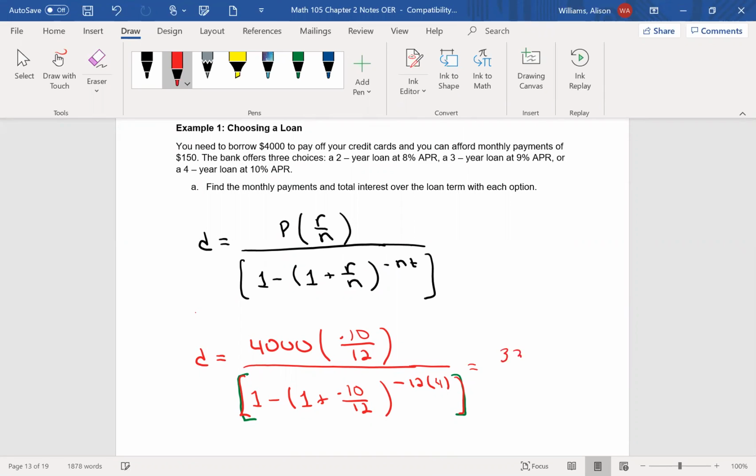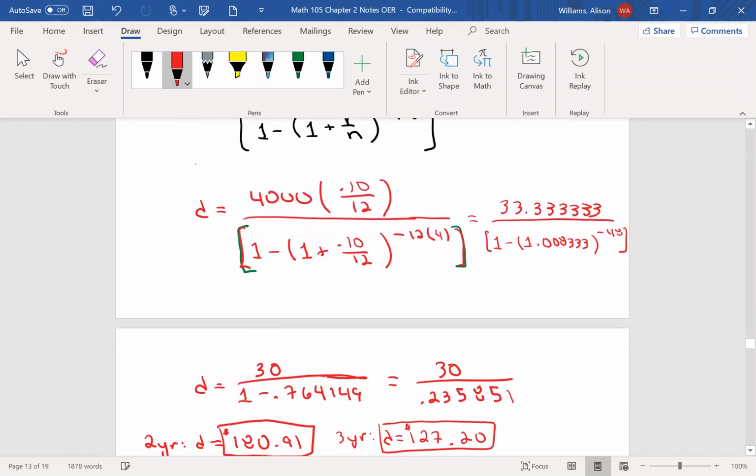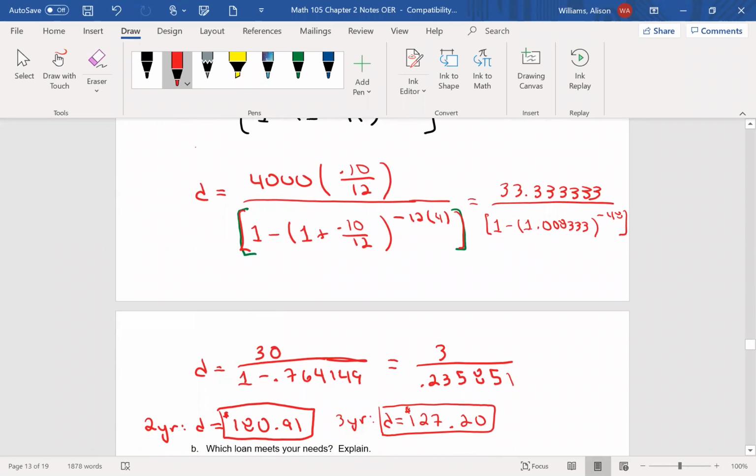That's all right. We'll just keep a bunch of the numbers. I'll throw in several 3s there. 3 repeating. Okay. Down here, I'm going to have 1 minus 1.008 and a bunch of 3s. And that's raised to the negative 48. Okay, so let's get plugging that into the calculator to figure this part out.